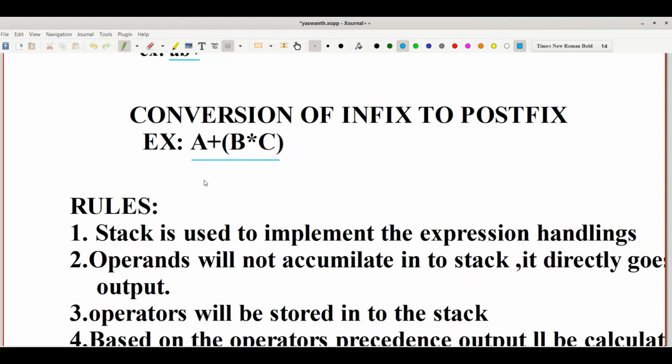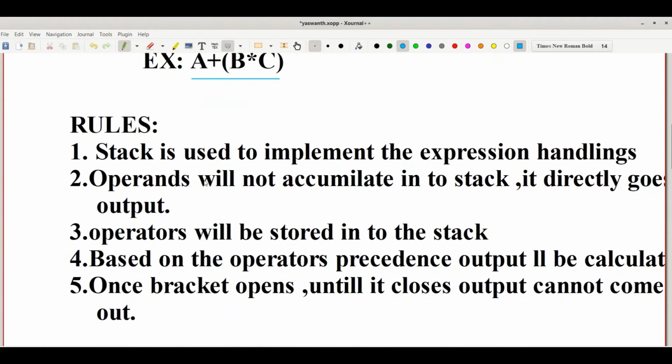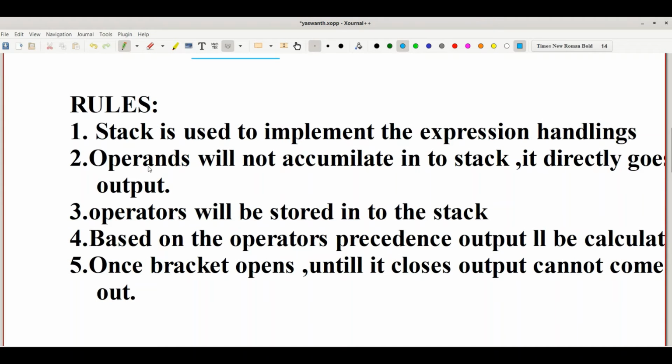For conversion of one expression to another, we have some rules. What are the rules? It uses a stack operation, that we already know. Another thing is that operands will not accumulate in the stack. They go directly to the output. A stack doesn't contain operands. Operands means characters, which means A, B, C, D, 1, 2, 3, whatever it may be. They cannot accumulate in the stack. Only operators will be stored in the stack. If an operand comes, it goes directly to the output.